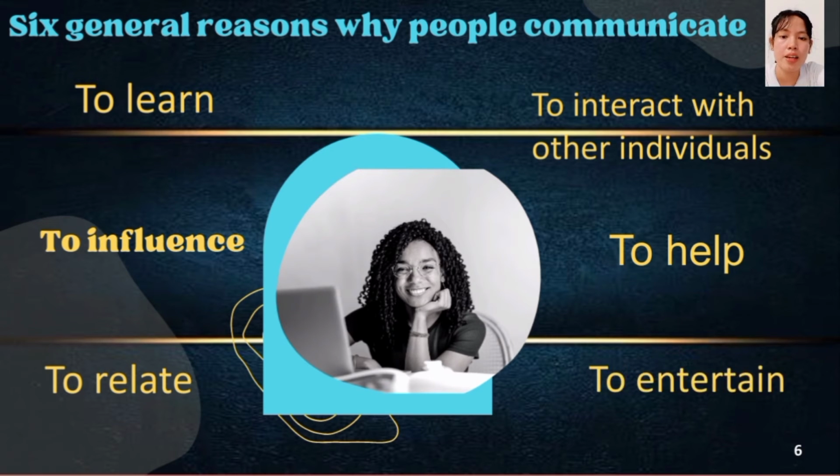Then the next one is to entertain. Communication is not just limited to exchanging information from one person to another, but it is also used to entertain or attract people through their skills, the way they entertain someone or communicate, just like in a variety show or a seminar.